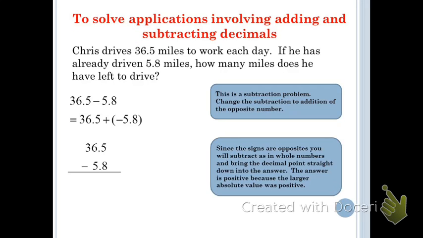Chris drives 36.5 miles to work each day. If he has already driven 5.8 miles, how many miles does he have left to drive? So this is a subtraction problem. 36.5 minus 5.8. So I'm going to change the subtraction to addition. And my signs are different, so I will be subtracting. The 36 is on top because it's greater than 5.